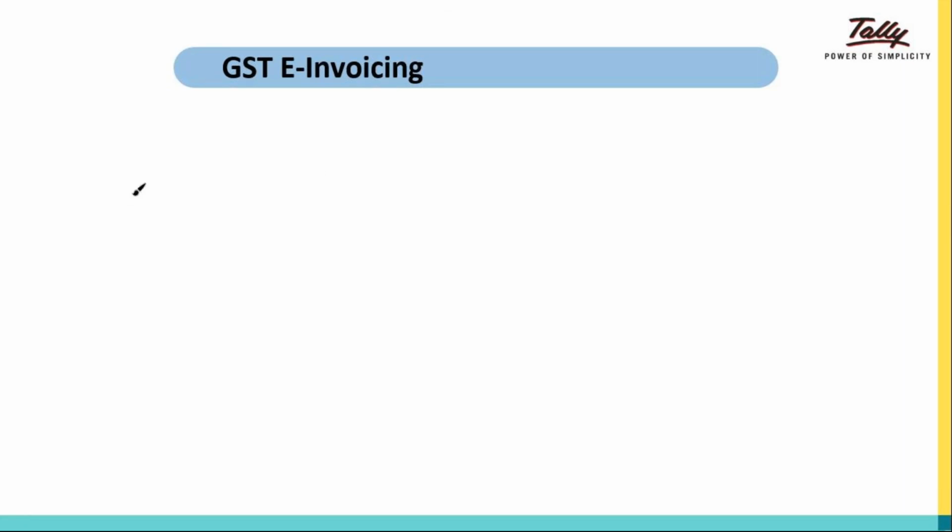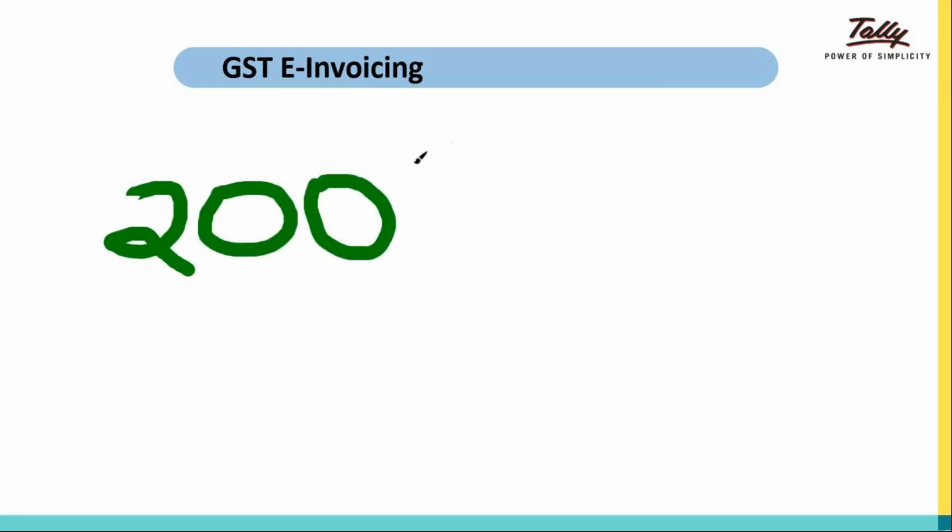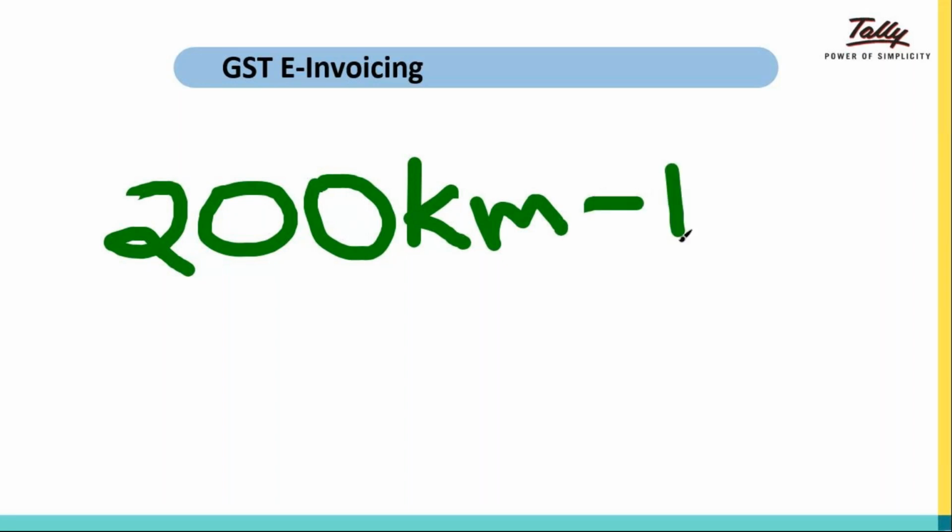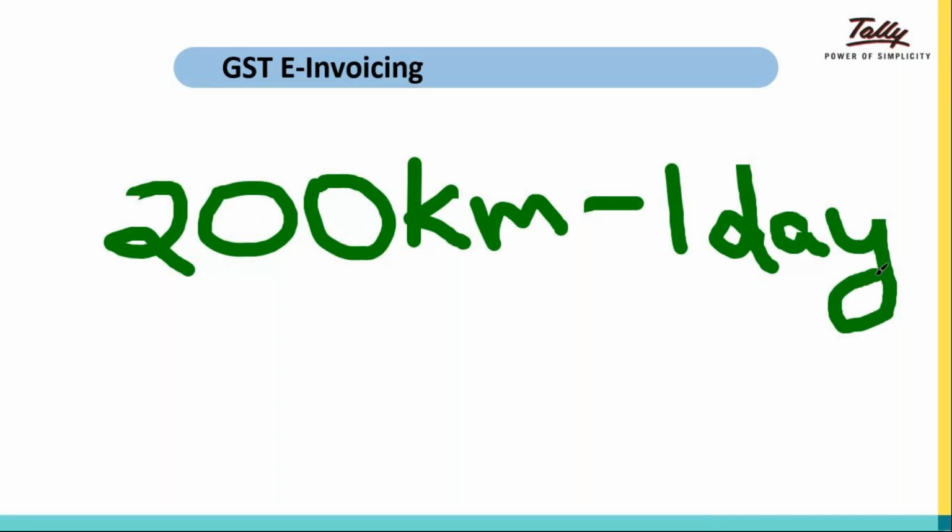So for every 200 kilometers, the validity of your e-way bill will be 1 day. That means you must transport the goods within 1 day. If the distance is 200 kilometers, then the validity of your e-way bill will be 1 day. After that your e-way bill will expire.